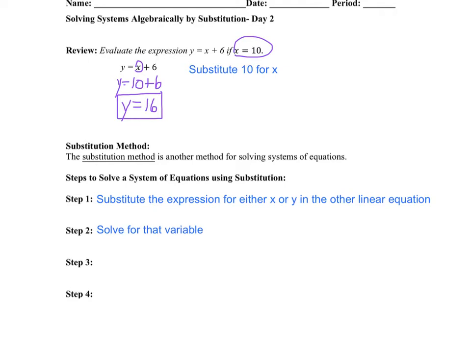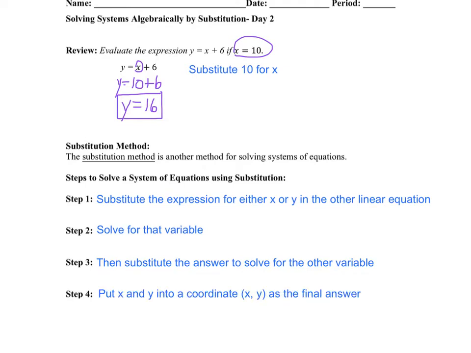Step 3, you want to then substitute the answer that you got in step 2 to solve for the other variable. And then our last step, step 4, is you want to put x and y into a coordinate, x, y, as your final answer. Now let's do some examples together.